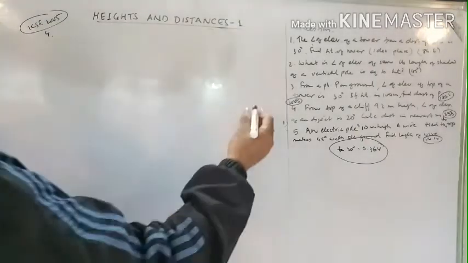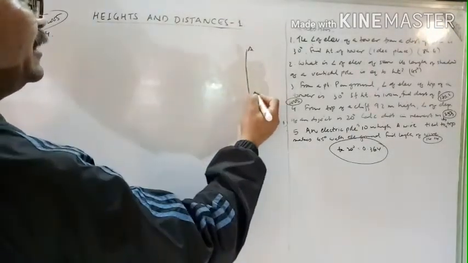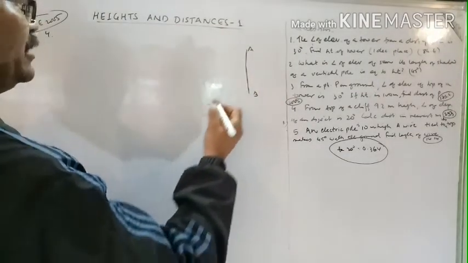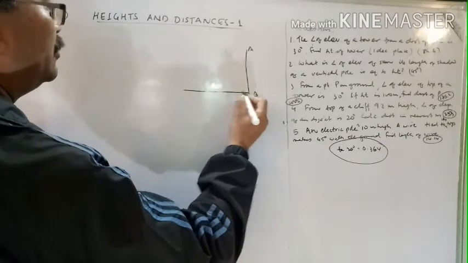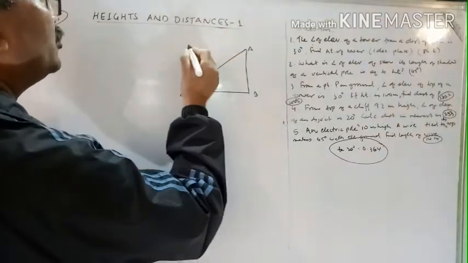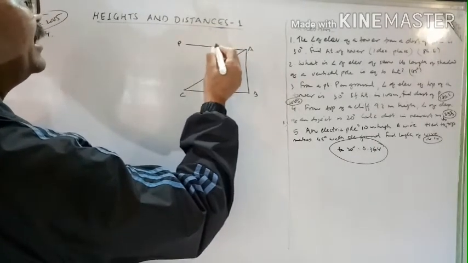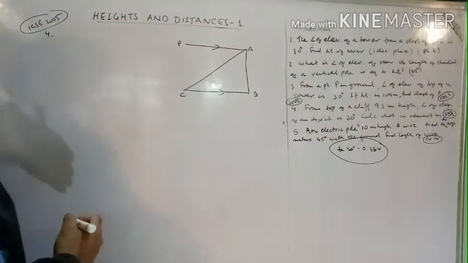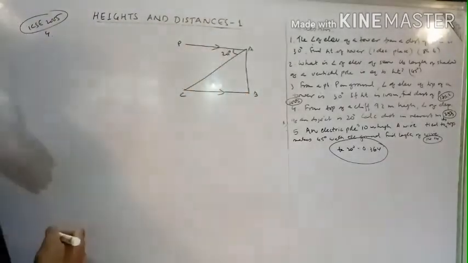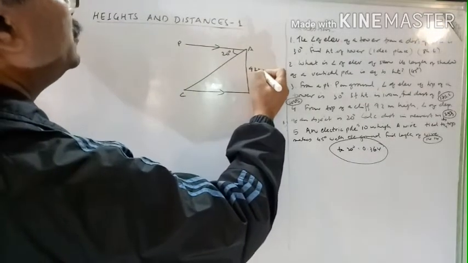From the top of a cliff, suppose this is the cliff AB, height of the cliff, the angle of depression of an object on the sea, suppose C. Angle of depression means you have to draw a horizontal line here, suppose P. These two will be parallel. The angle of depression is 20 degrees. You have to show it on the diagram. Then the height of the cliff is 92 meter.